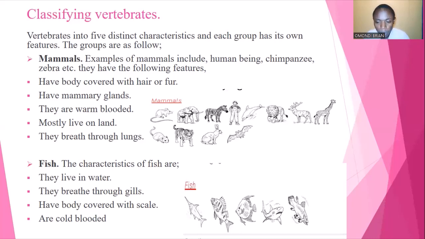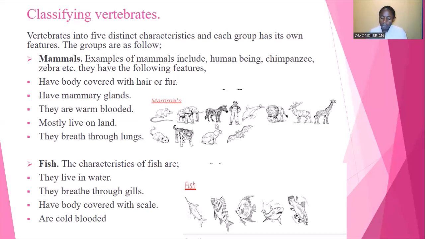When you talk of mammary glands, these are automatically animals that give birth to young ones. They are also warm-blooded. Most of them live on land, and they breathe through lungs. Look at the picture that I have shown you. You can see we have a rat. Rat is an example of a mammal, and rats do give birth. They have mammary glands. We have elephant, zebra, human being, shark.